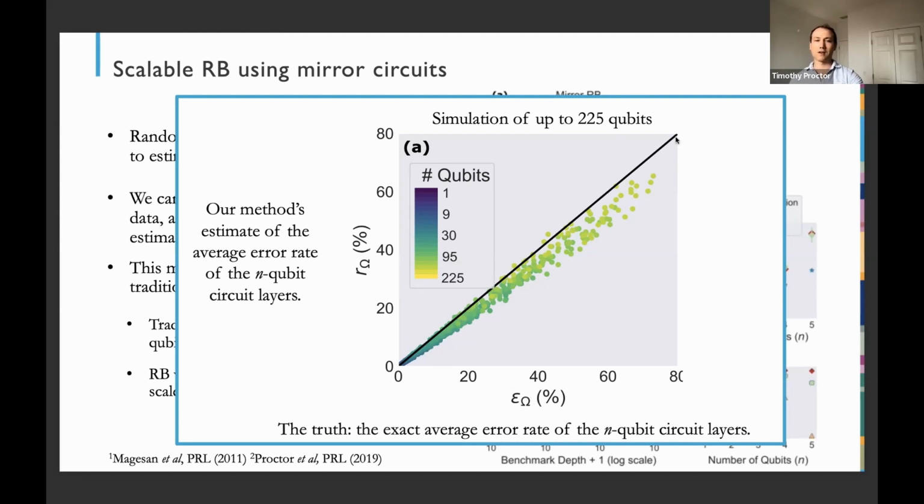So if everything sat exactly on the x equals y line, we'd be doing perfectly. Things aren't exactly on there, and there's in fact a slight bias in our estimate. We're slightly underestimating the error rate. It's not a big deal, because RB is mostly used to give you a general idea of how good your gates are rather than as a really detailed diagnostic. So we don't think this is a huge deal, but we also know why it's happening, and we know how to get rid of this bias now.